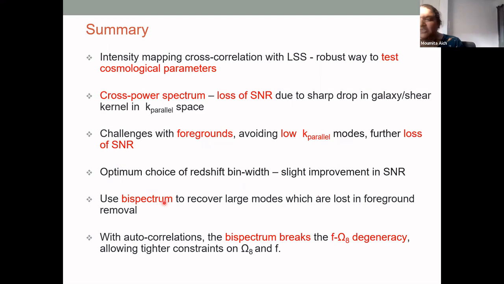But what happens with the bispectrum is that the bispectrum helps in recovering the large-scale modes which are lost in foreground removal, basically because of the effect of density modulation.